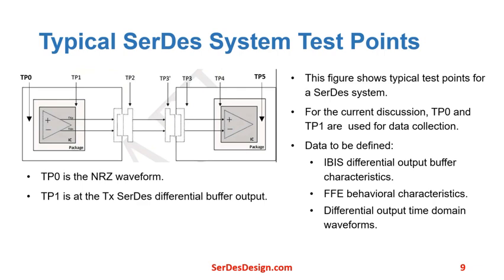To start, let's talk about the typical SerDes system test points. This figure shows typical test points for a SerDes system. For the current discussion, test points TP0 and TP1 are used for data collection. NRZ data streams are used for modeling, though the transmit IBIS-AMI models may support PAM4 as well. TP0 is the NRZ waveform. The data collected at TP1 is the transmit SerDes differential output. The data collected includes the differential output buffer characteristics, the FFE behavioral characteristics, and differential output time domain waveforms.